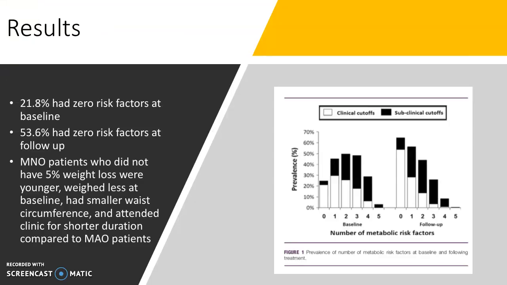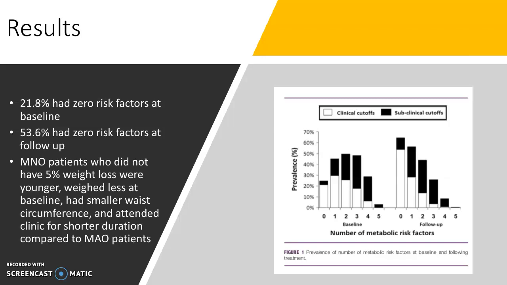So this study defined metabolically abnormal as having to meet these clinical cutoffs. And so at baseline, 21.8% of the population had zero risk factors. And then at follow-up, 53.6% had zero risk factors. So this graph on the side depicts how at the conclusion of this, there was a greater population that had no risk factors at the end of this.